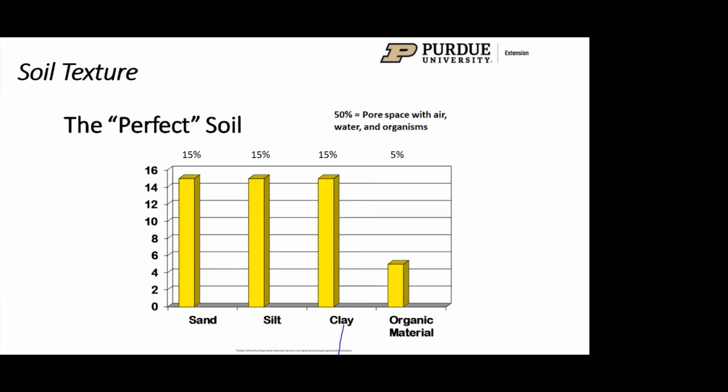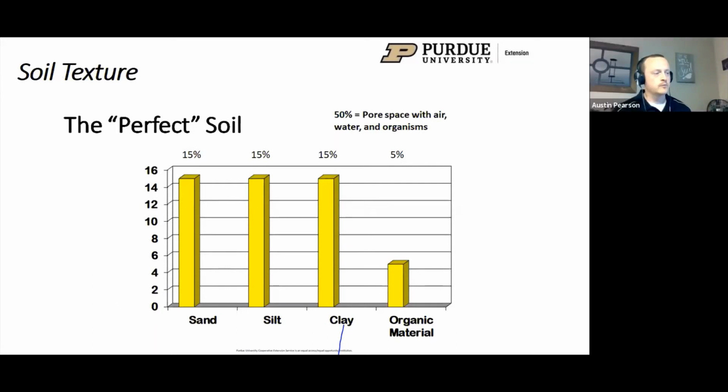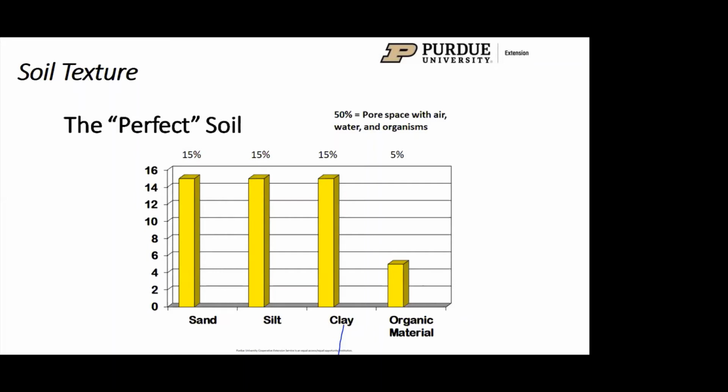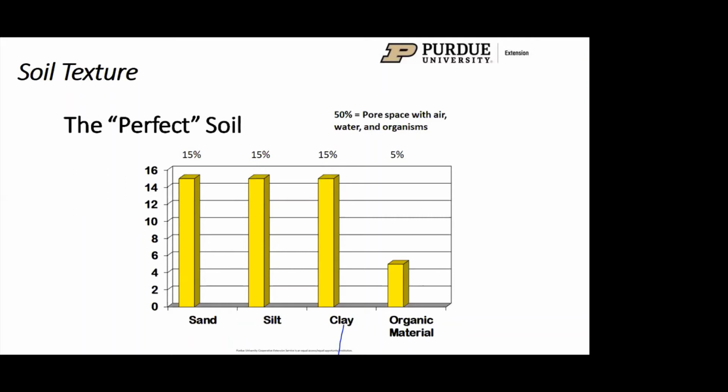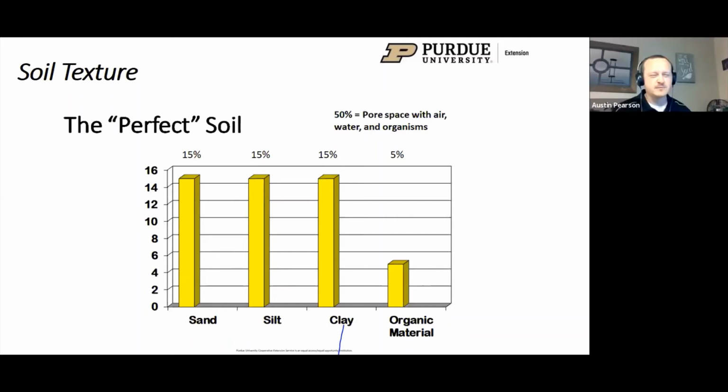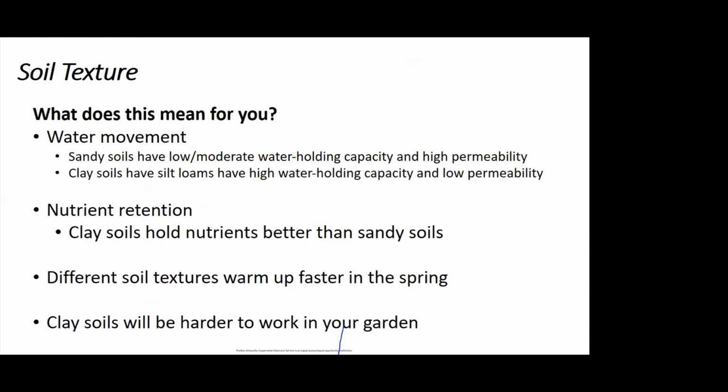So the perfect soil for gardening or agriculture, like we like to talk about, we like to see about 15% sand, 15% silt, and about 15% clay. And then the rest of it would be 5% organic matter and about 50% of pore space. So if you remember back, that pore space was the space in between different particles that you had there. And that's just something that we would like to see with that perfect soil. Next slide here, Amanda.